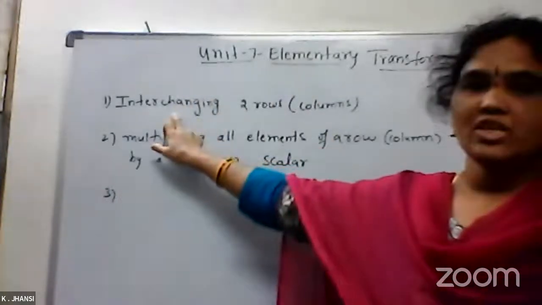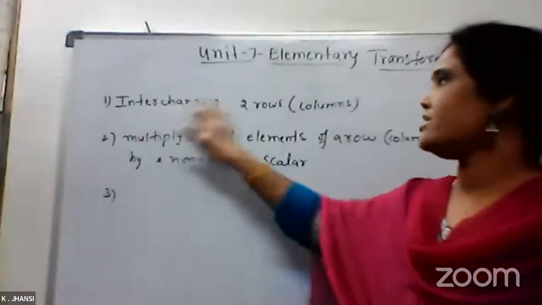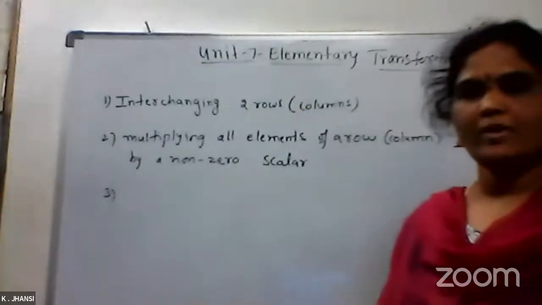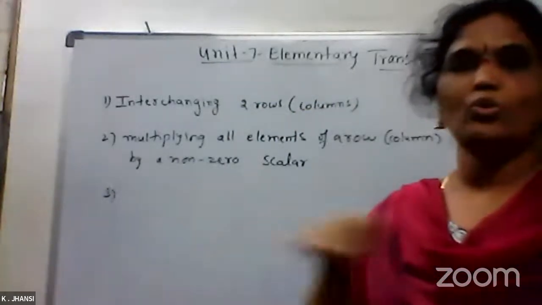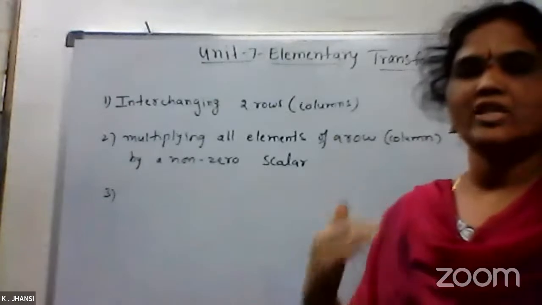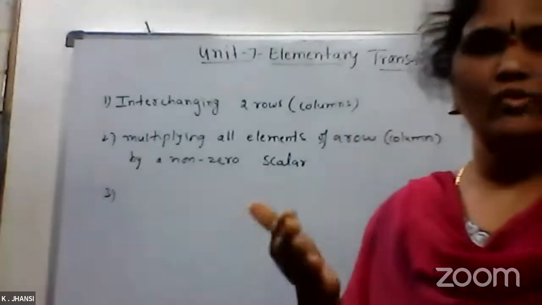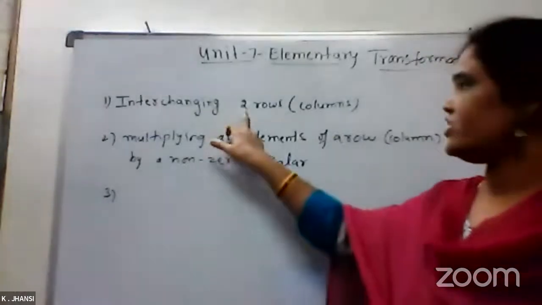So the first rule we apply is interchanging two rows or columns. If it is a 3 by 3 matrix, row 1, row 2, row 3 will be there. You can interchange row 2 as row 1, row 3 as row 2, or row 3 as row 1, like that, anything. So that interchange will be there.